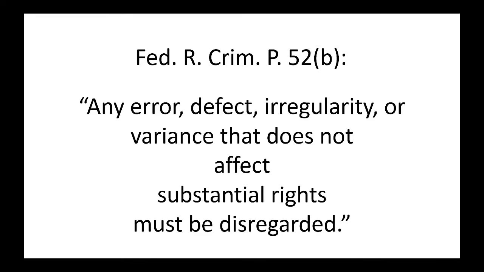Well, as you know, that rule of automatic reversal for all errors did not survive. And in fact, by the middle of the 20th century, the federal system had come around to the rule in Rule 52(b), which says any error, defect, irregularity, or variance that doesn't affect substantial rights must be disregarded. And that's very helpful, right? It says that there's going to be some kinds of errors that can be ignored by a court, that don't need to be remedied. But it leaves a lot of questions unanswered.